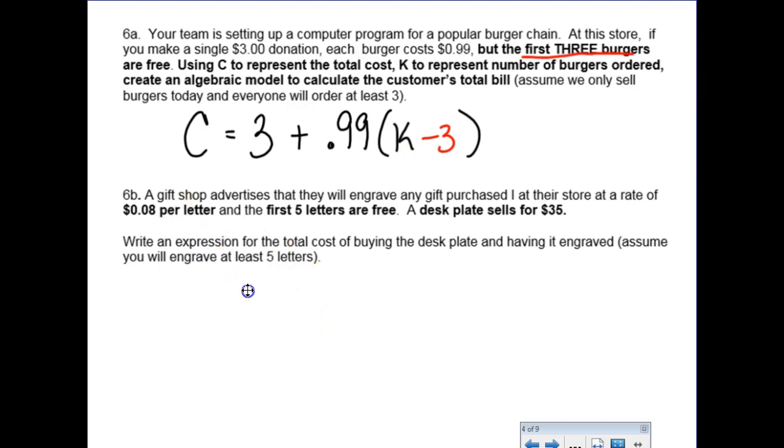Similar question here. A gift shop advertises that they're going to engrave any gift for 8 cents per letter. There's 5 letters free, and you're going to buy a desk plate for $35. So total cost is you buying the desk plate, and then you're going to pay 8 cents per letter. However, you're not going to pay for every single letter, right? You get 5 letters for free. So just like the burger question up here, this time it's going to be x minus 5.